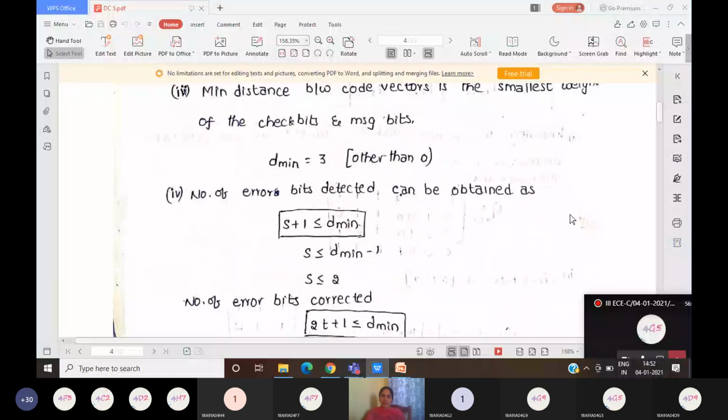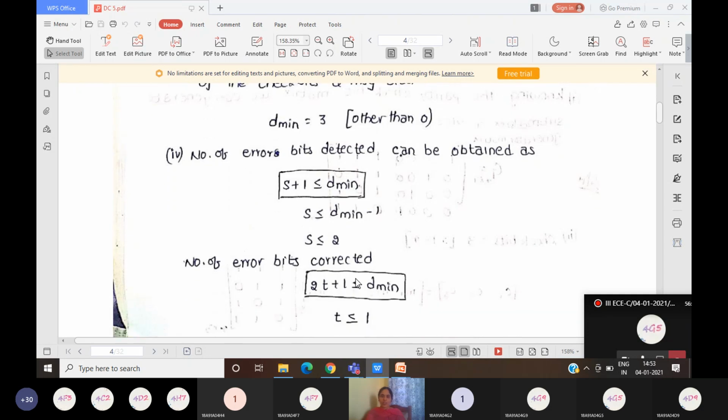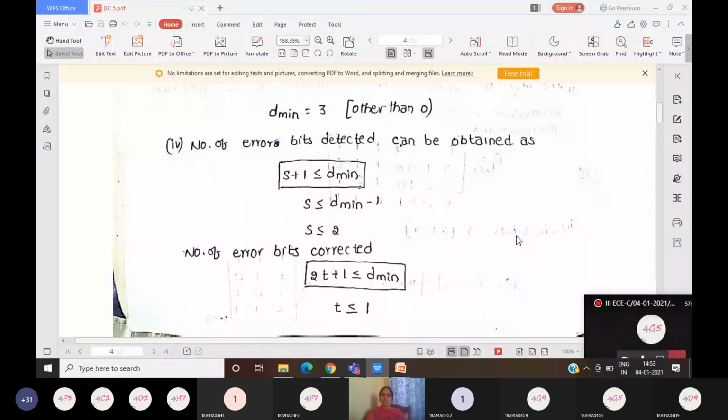So the number of error bits detected can be obtained by the expression s plus 1 is less than or equal to d min. So d min is 3, so s is less than or equal to 3 minus 1, that is 2. How many error bits can be detected? s is less than or equal to 2. The maximum number of error bits that you can detect for this 7,3 code is 2. Similarly, the number of error bits corrected: 2t plus 1 is less than or equal to d min. So t is less than or equal to 1, because d min is 3. So 3 minus 1 will be 2, divided by 2, so it will be 1. So t is less than or equal to 1.